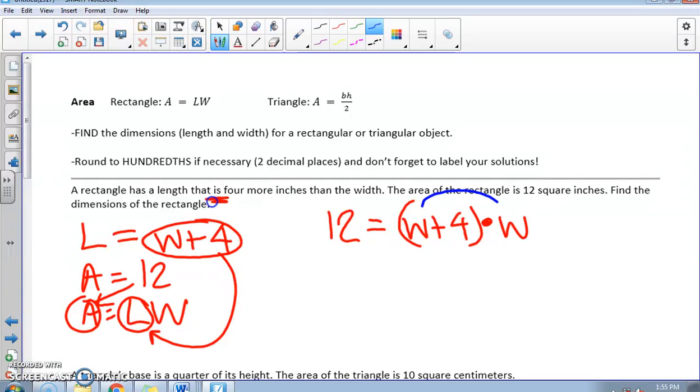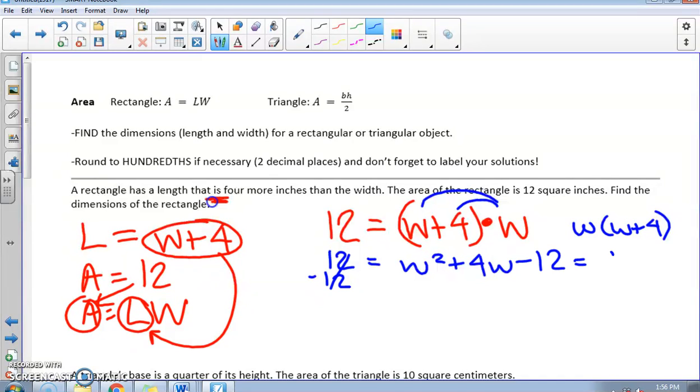You can distribute backwards, or you could rewrite this side of the equation to something you're more familiar with. W times W plus 4. Commutative property allows you to do that. Regardless, we're going to get W squared plus 4W on one side of the equation, and if we want to solve it, we need to subtract 12 because the quadratic needs to be set equal to 0 if we want to solve.